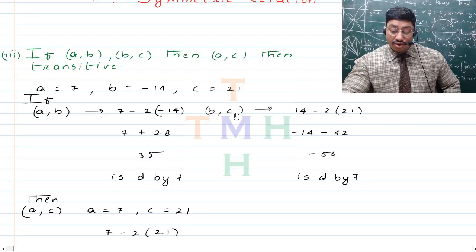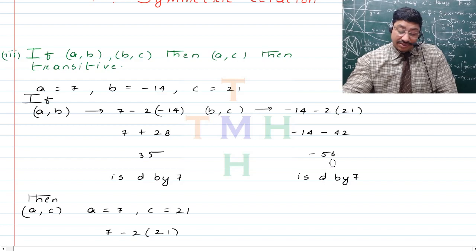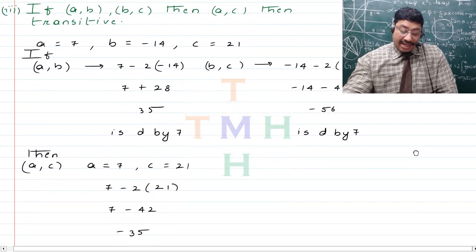Then we call in b comma c, where b is minus 14 and c is 21, so it becomes equal to minus 14 minus 2 times 21, right? So that becomes equal to minus 42 minus 14, and that becomes thus minus 56, which is also divisible by 7.